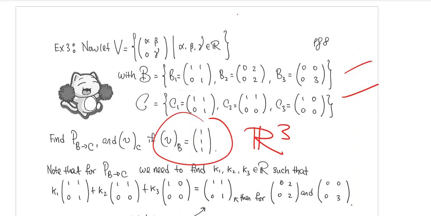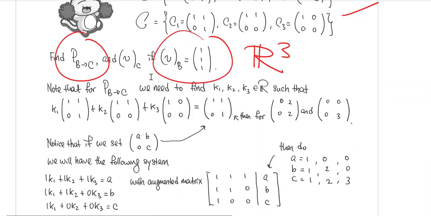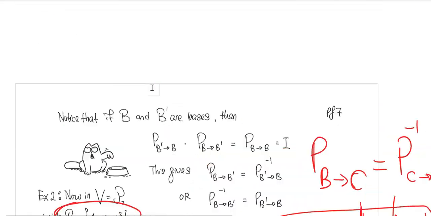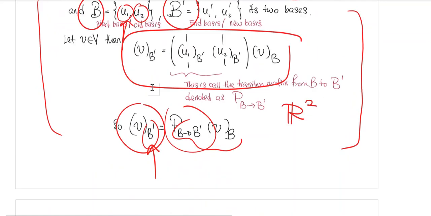All right, and finding this transition matrix is the same. You have to find the coordinates of these vectors with respect to different bases. I will not go through it, but I just want you to know they are all the same thing. Everything is the same computationally.